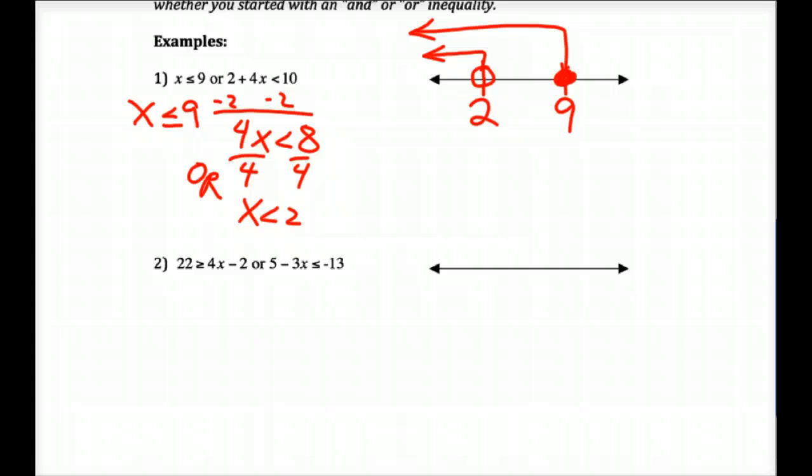How do we know if it's a special case or not? It's an or and it's going in the same direction. How would you know? It can't be all real numbers. Alex got a good question.